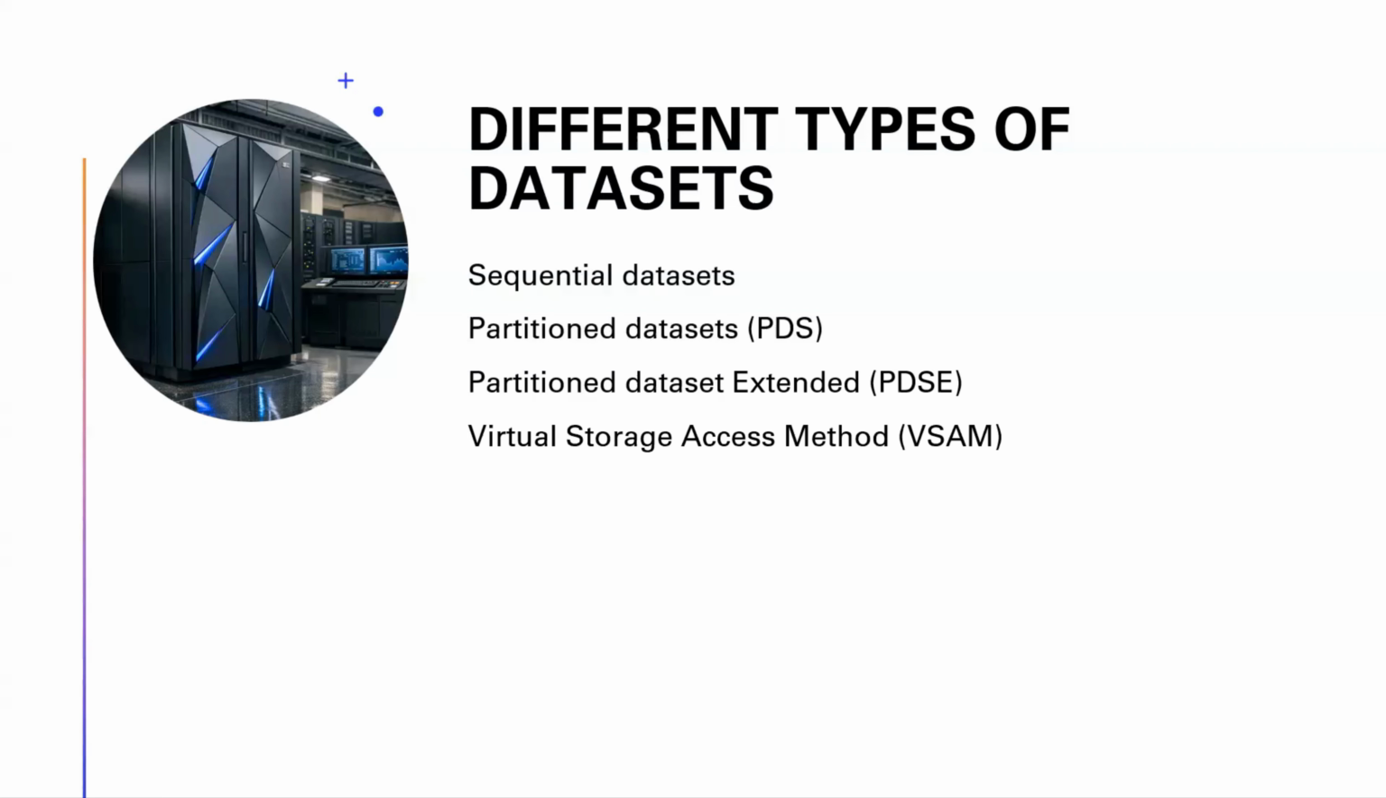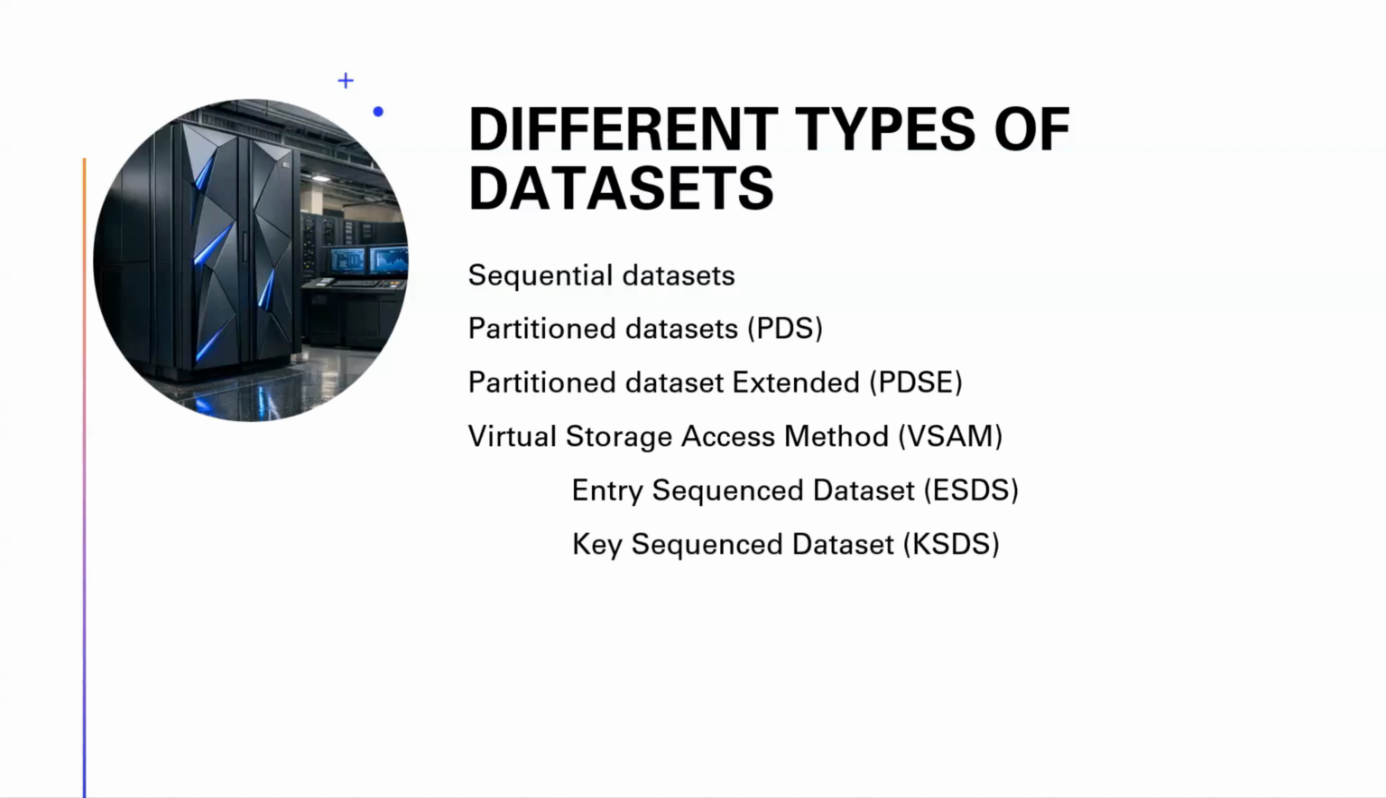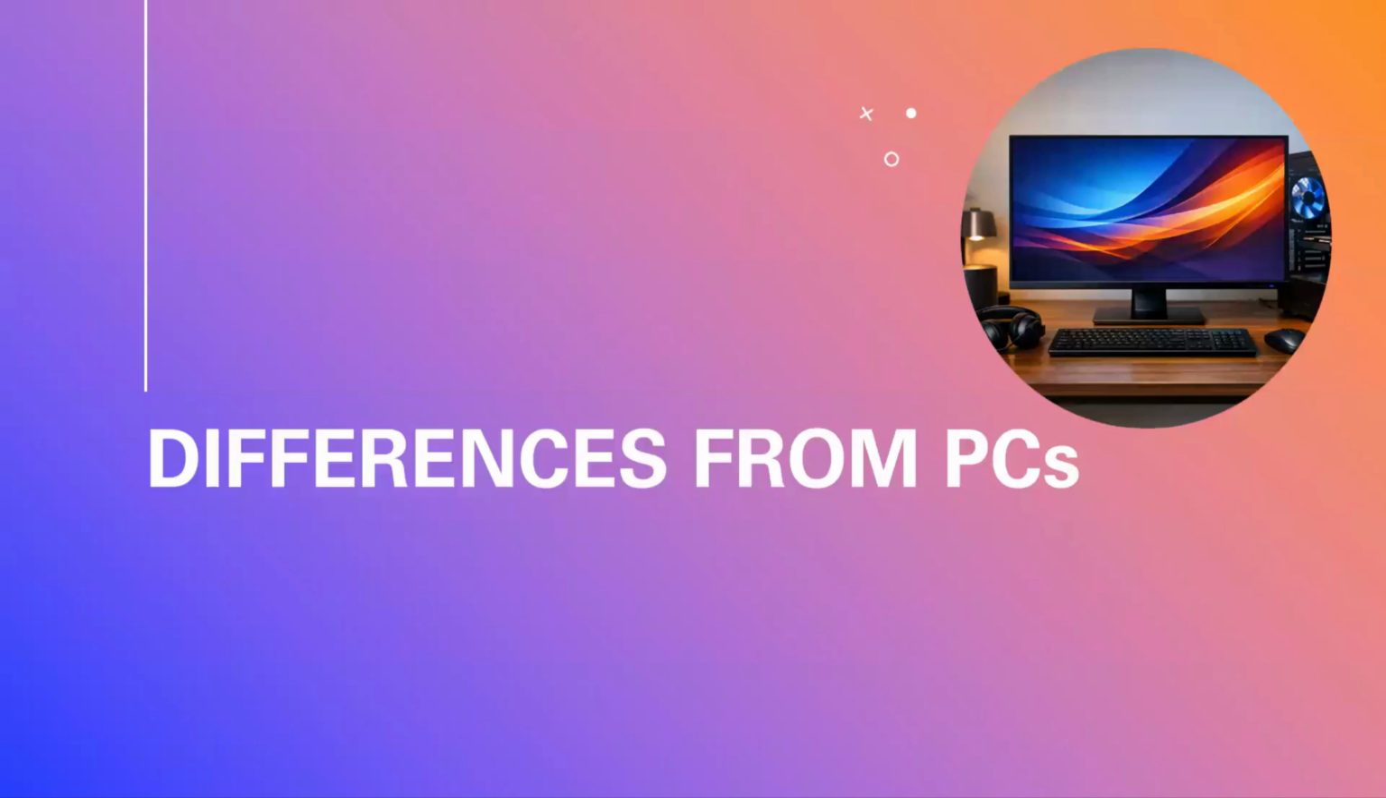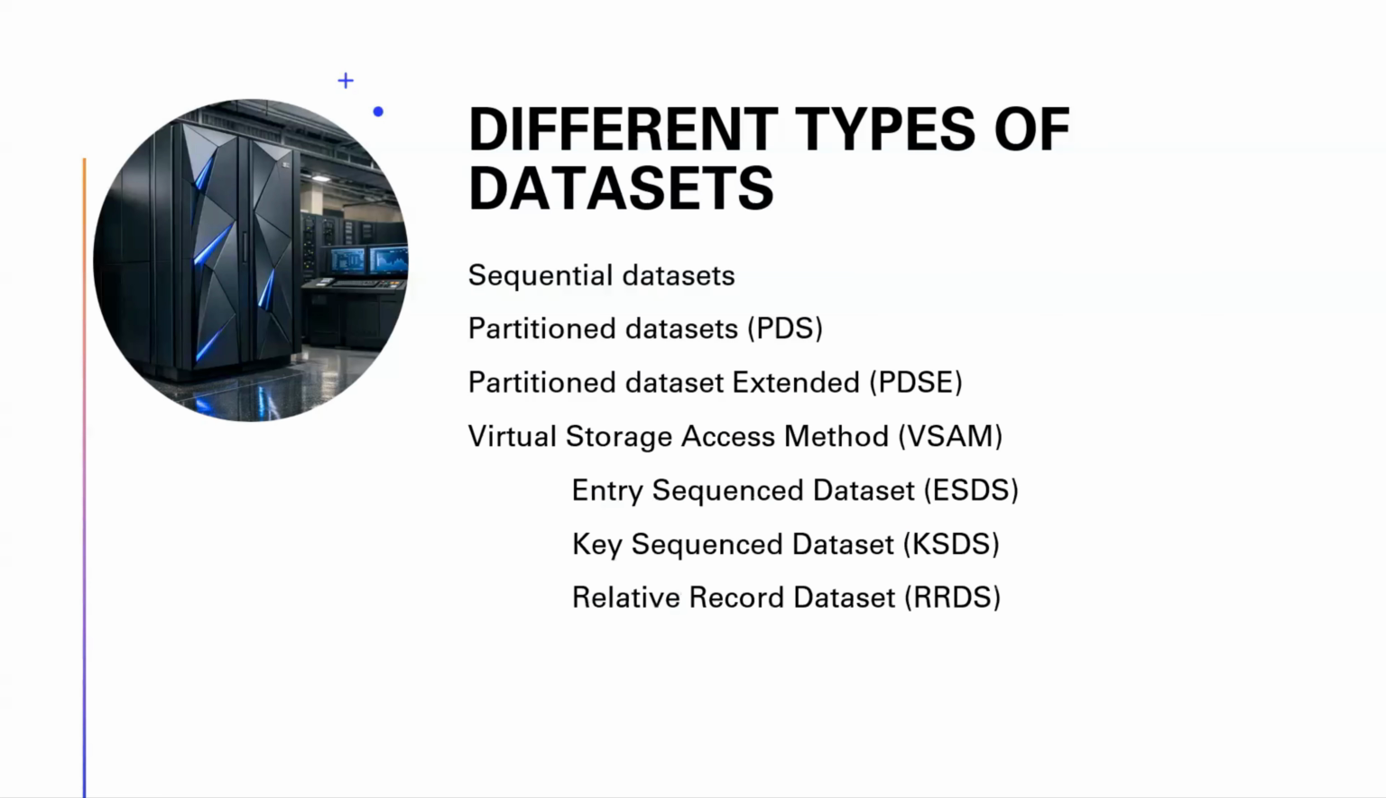You can have an entry sequence data set, or an ESDS. You can have a key sequence data set, or a KSDS, and a relative record data set, or RRDS. But these are all different flavors of VSAM. But Jerry, can you explain the differences between these different sequences?